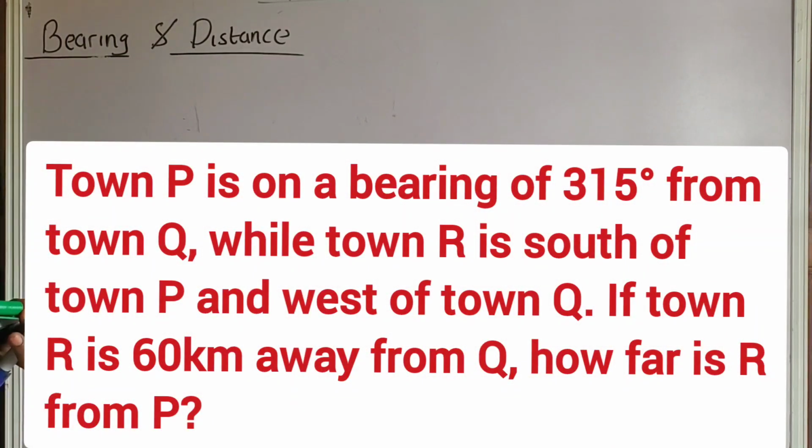Town P is on a bearing of 315 degrees from town Q, while town R is south of town P and west of town Q. If town R is 60 kilometers away from Q, how far is R from P?